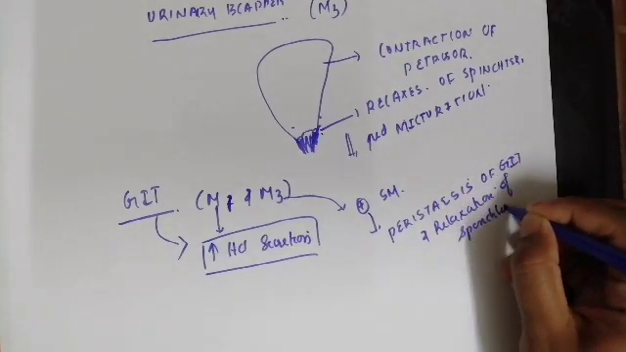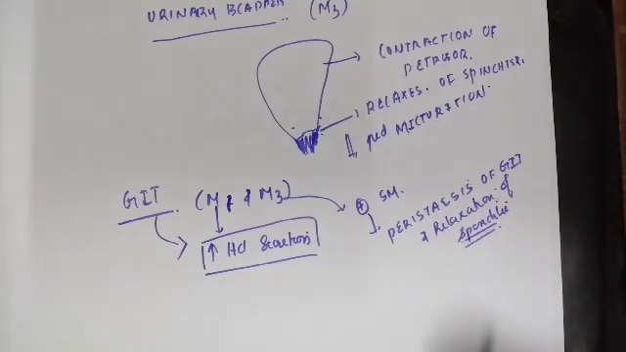So what is the application here? As it causes peristalsis of the GIT and relaxation of the sphincter, we can use anticholinergic drugs to reduce intestinal colic. So for the treatment of intestinal colic, as antispasmodic, we can use anticholinergic drugs, just because the cholinergics are causing increased peristalsis of the GIT and relaxation of the sphincter.